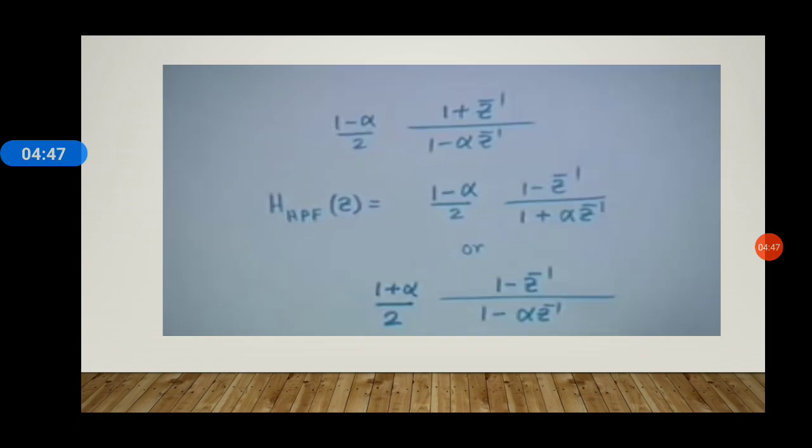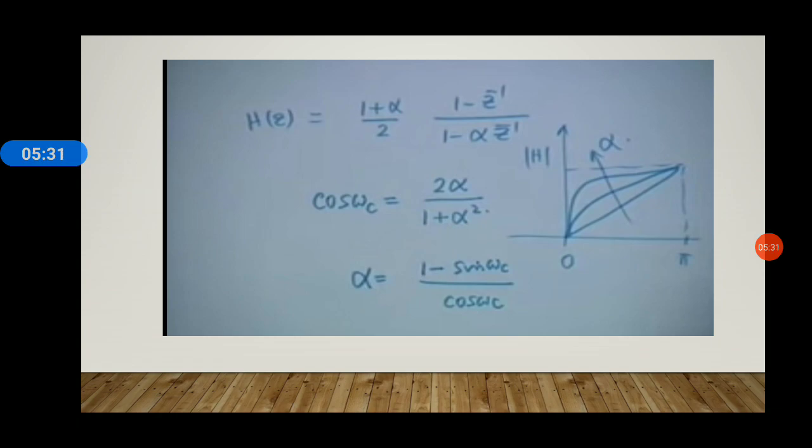Similarly, if we want a high pass filter, we can replace z by minus z, and what we get is (1 minus alpha) by 2, (1 minus z to the power minus 1) by (1 plus alpha z to the power minus 1), or (1 plus alpha) by 2, (1 minus z to the power minus 1) divided by (1 minus alpha z to the power minus 1). Both would guarantee a high pass filter, that is, at z equal to 1 or omega equal to 0, we will have 0, and at z equal to minus 1 or omega equal to pi, we will have 1.